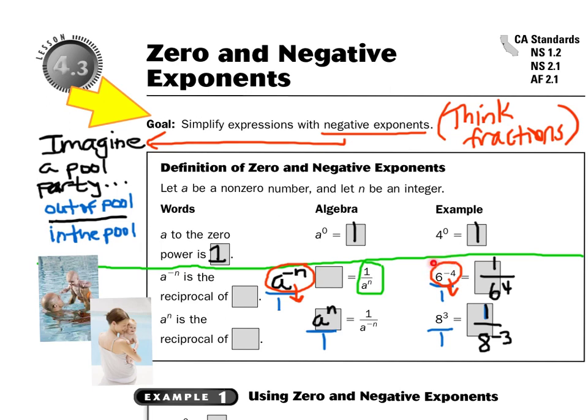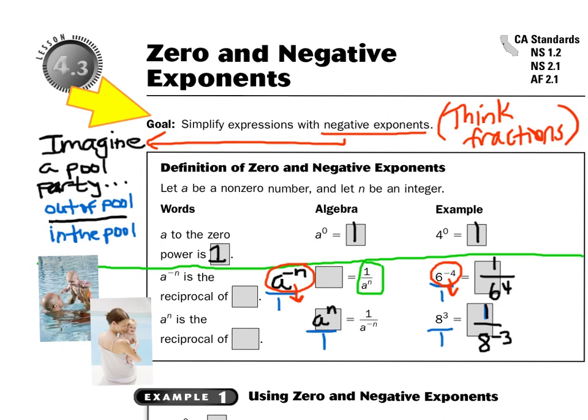So here's another situation. 6 to the negative 4th power. So 6 is the parent, and the negative 4 is the little crying baby. So circle them together and let them get into the pool. So now, draw your fraction bar. There's a 1 on top. The parent is the same, but look at what happened to the baby. It became happy and positive. So it's 1 over 6 to the 4th power.